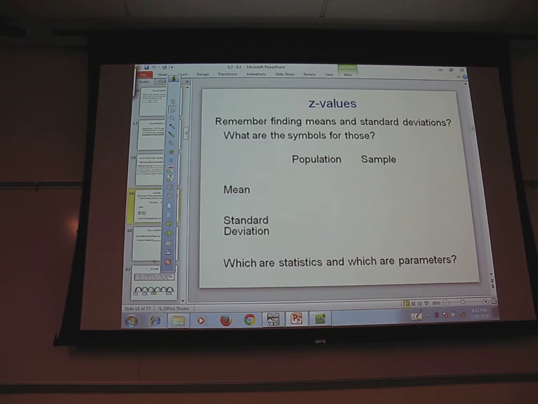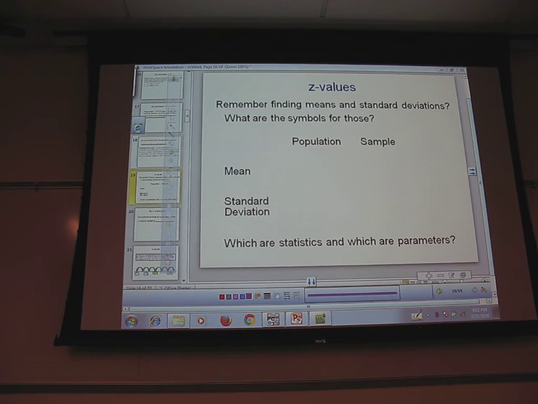All right, we are done with chapter 5. Let's move on to chapter 6. So grab out your chapter 6 notes. And we're going to review those a little bit.